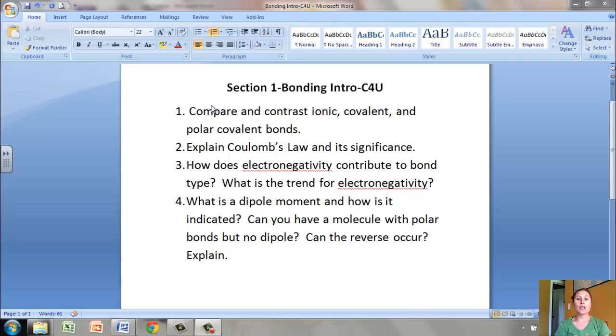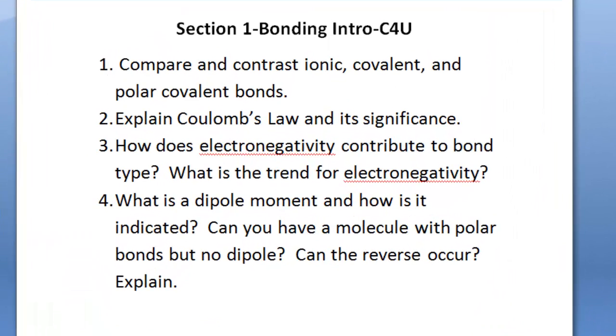Okay, so here are the checks for understanding for Section 1 Bonding Intro. Number 1, compare and contrast ionic, covalent, and polar covalent bonds. Number 2, explain Coulomb's Law and its significance. Number 3, how does electronegativity contribute to bond type, and what is the trend for electronegativity? And number 4, what is a dipole moment and how is it indicated? Can you have a molecule with polar bonds but no dipole, and can the reverse occur?